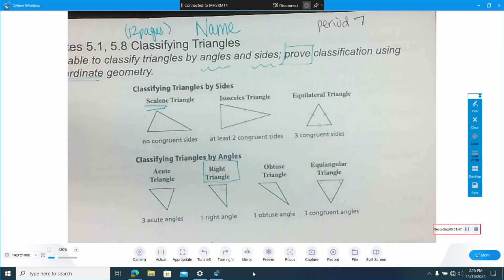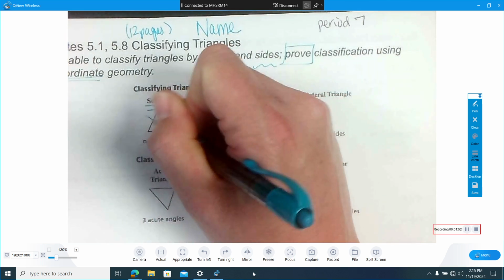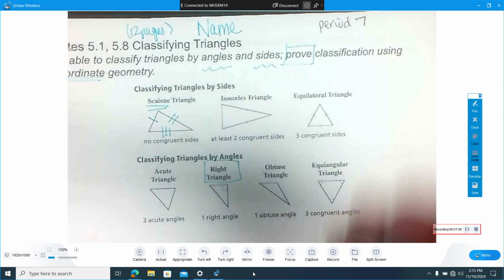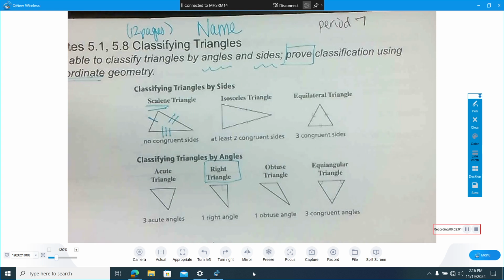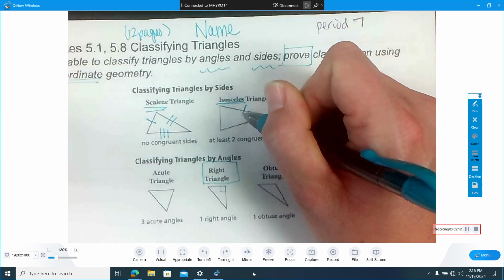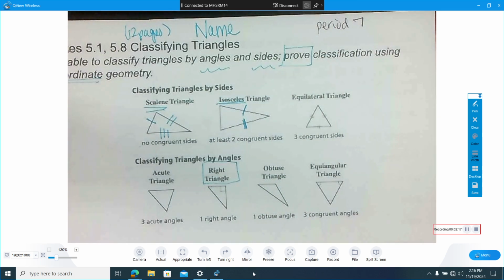Scalene means what? No congruent sides. It says it right there. It means that each side is going to be a different length. So we have a short side, a middle side, and maybe a longer side. 3 different side lengths is a scalene triangle. What does isosceles mean? Yeah, at least 2 sides congruent. So you can see I'm marking them. We do want to make sure this unit that we are learning how to mark our figures up correctly because it's going to really help when we get to proving congruent triangles.